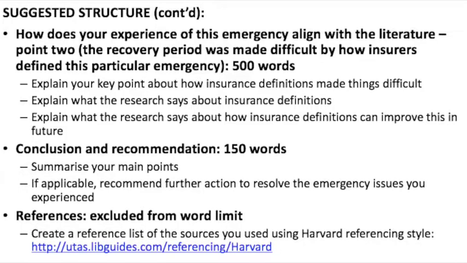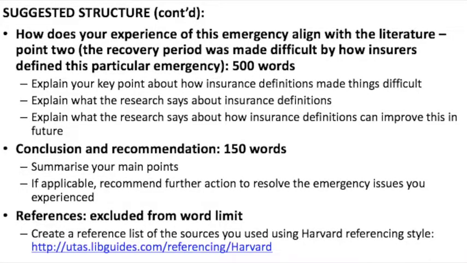Then, how does your experience of this emergency align with the literature? And you need to again pull out those points, and they're the same points that I've noted in the introduction. The responders did well by providing counselling in the immediate aftermath of the emergency. 500 words. Explain your key point about what the responders did well. Explain what the research says about how responders did well. Explain what the research says about how the responders might be able to improve this further. Whatever, how you do this is totally up to you. This is just a suggested structure.